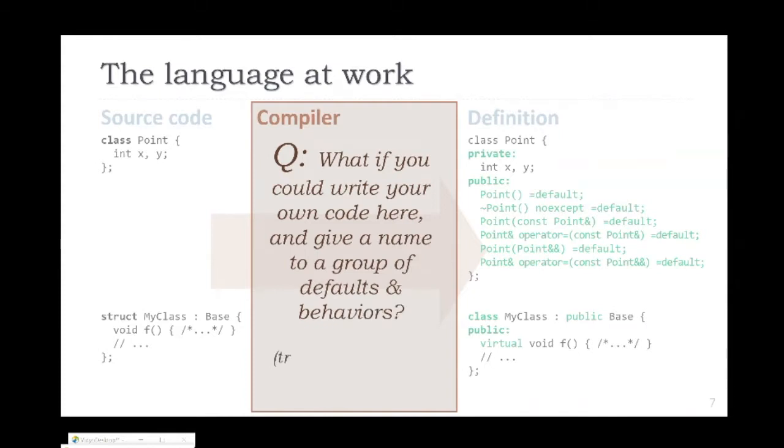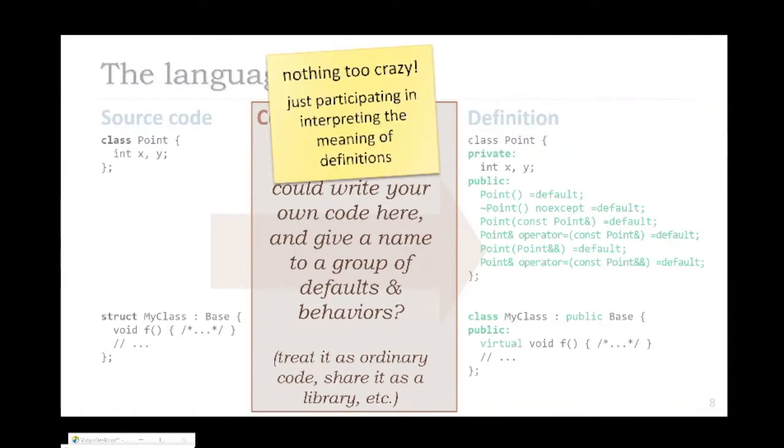What if you could write your own code here that runs at compile time during compilation, and basically attach a name to a group of types that, when all said and done, are still just a class that's generated, but they have a common set of defaults and enforced constraints and behaviors. And the nice thing about this code you write in the middle is it's just ordinary code, although it's compile time, and just like code, you can put it in namespaces, share it as a library on GitHub, and all of those things.